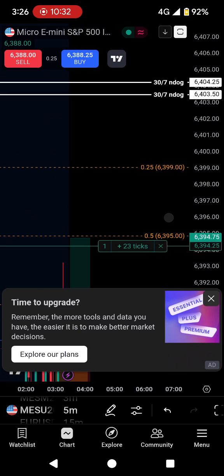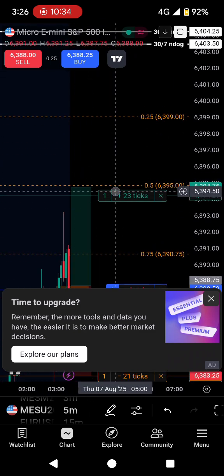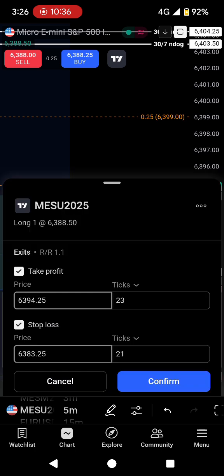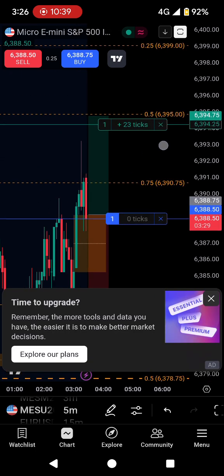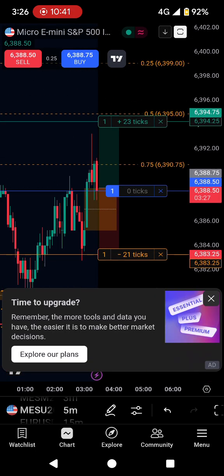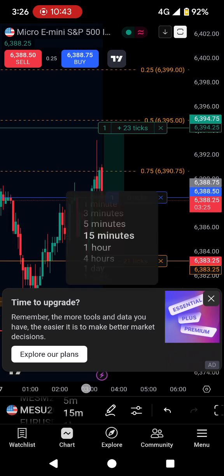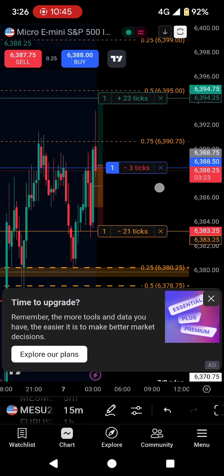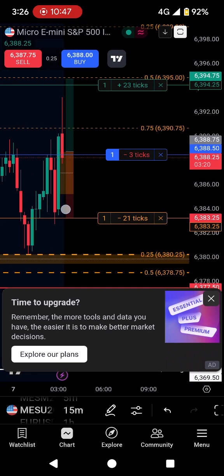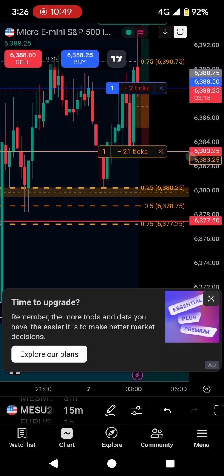The draw will be this 4-hour C wick, that will be the draw. But today we'll just try to get 23 ticks and that will be it. Because you see the 15-minute chart, right? Basically this is seen as an order block to me now. Why? Because look at this.